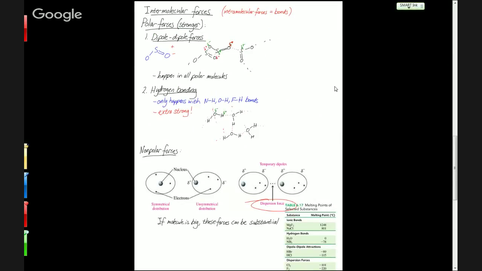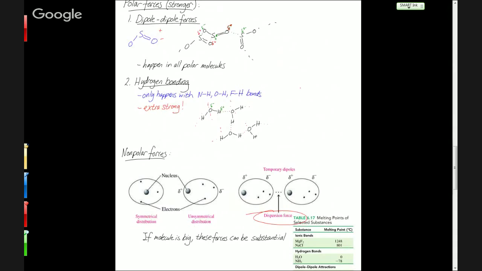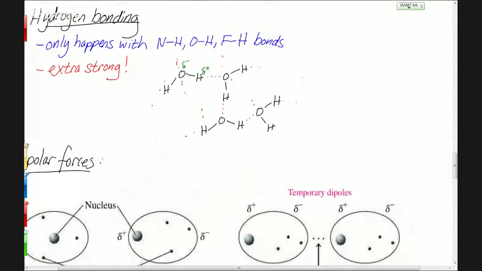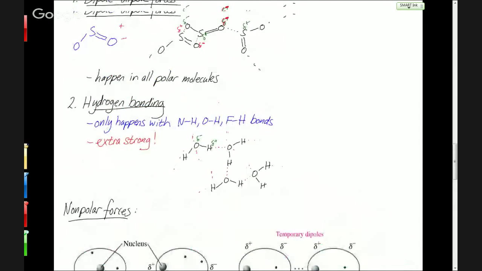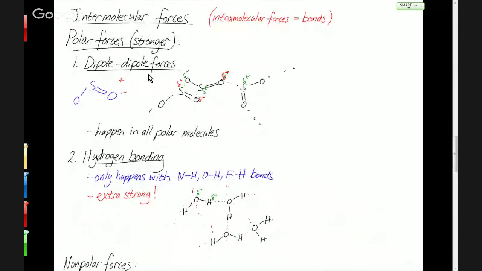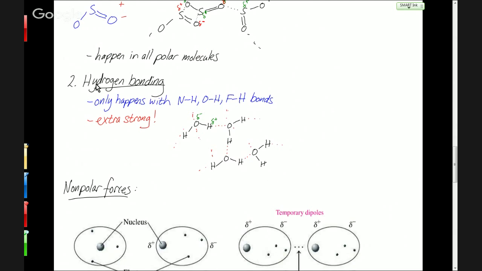There we go. So these are the different types of intermolecular, or attractive, forces. We've got the dipole-dipole forces, which are these positive-negative forces between dipoles. When you have polar bonds, you can have polar forces. Then you have the extra strong ones called hydrogen bonding, which is if you have NH, OH, or FH bonds.